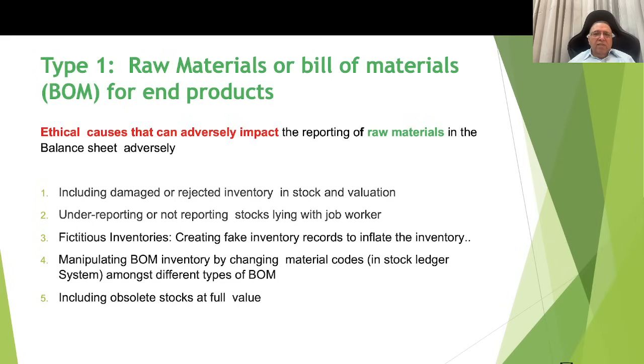Ethical causes that can adversely impact the reporting of the raw materials in the balance sheet. Number one, including damaged or rejected inventory in the stock and valuation. Number two, underreporting or not reporting stocks lying with the job worker. Number three, fictitious inventories, that is creating fake inventory records to inflate the inventory.